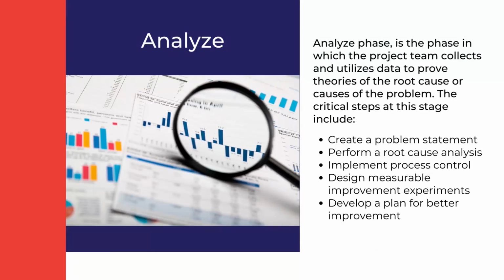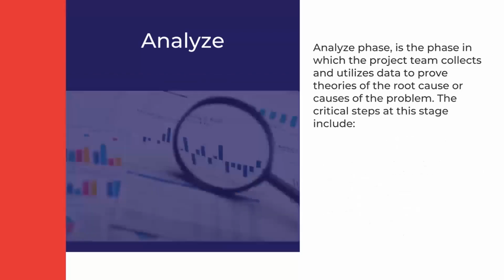During this phase, the project team collects and utilizes data to prove theories of the root cause or causes of the problem. The analyze phase targets identifying and testing the root causes of problems and focusing on improvement. In conclusion, the critical steps at this stage include: create a problem statement, perform a root cause analysis, implement process control, design measurable improvement experiments, develop a plan for better improvement. Many firms use value stream mapping and the 5 whys problem-solving technique during this stage.